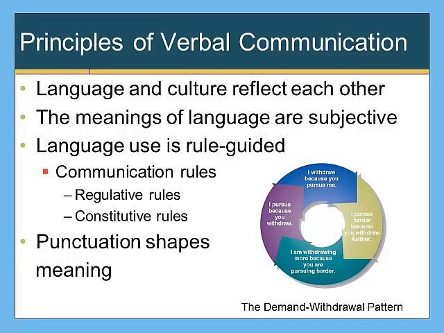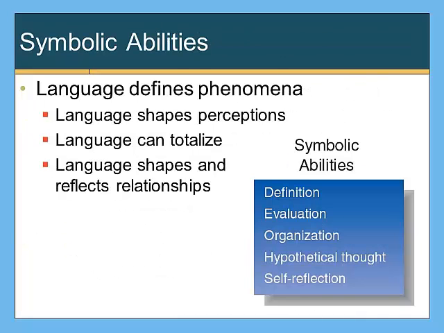Okay, so there are some symbolic abilities we need to talk about. Our ability to use symbols allows us to live in a world of ideas and meanings. Instead of just reacting to our concrete environments, we think about them, and sometimes we transform them. So the first area we're going to talk about is that language defines phenomena. The most basic symbolic ability is definition. We use symbols to define experiences, people, relationships, feelings, and thoughts. Right? And as we saw last week in Chapter 3, the definitions we impose shape what things mean to us.